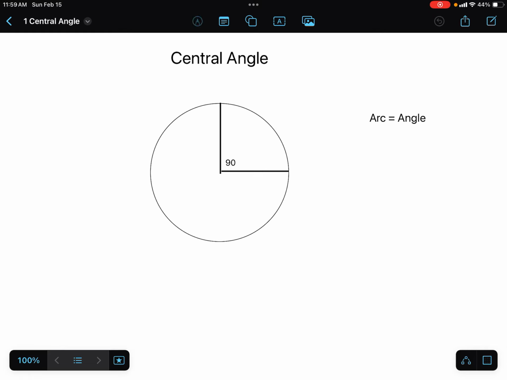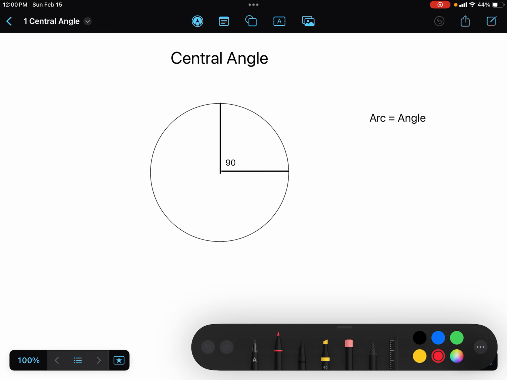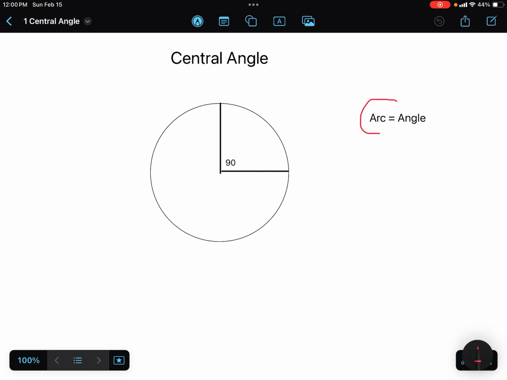All right, this video is about central and inscribed angles in a circle. So the first one is a central angle, which you see a picture of there, and the rule governing arcs and angles involved in a central angle is very simple. The number of degrees in the arc equals the number of degrees in the angle that intercepts it. So for example, here you see a 90-degree angle with its vertex at the center of that circle.